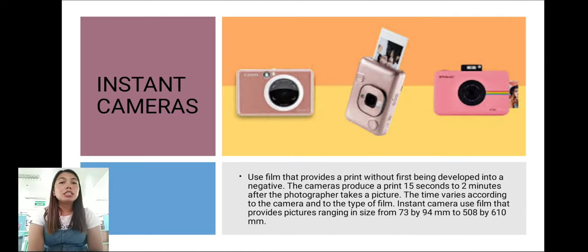Okay? So, instant cameras, or we call this one Polaroid camera, or at present, we call this one as Instamax. These are a type of camera that provides an immediate result or output of the object that you photograph. So it uses a film that provides a print without being processed in a dark room. It uses film that provides a print without first being developed into a negative. The camera produces a print 50 seconds to 2 minutes after the photographer takes a picture. The time varies according to the camera and the type of film actually.